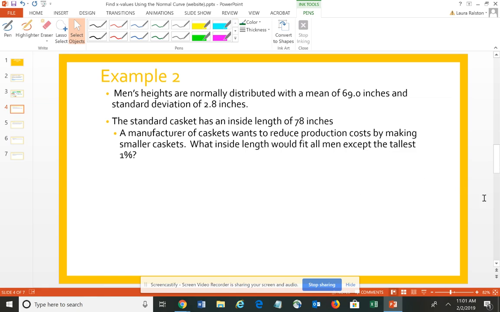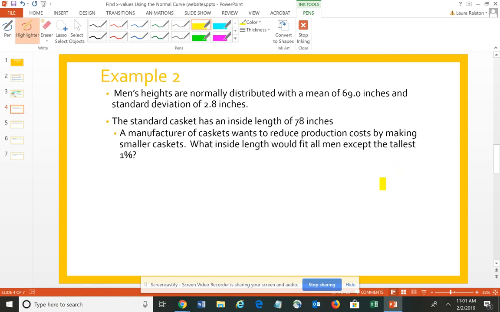Men's heights are normally distributed with a mean of 69 and a standard deviation of 2.8. The standard casket has an inside length of 78 inches. A manufacturer of caskets wants to reduce production cost by making smaller caskets. What inside length would fit all men except the tallest 10%?